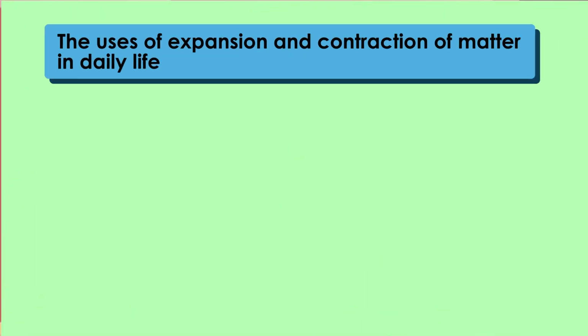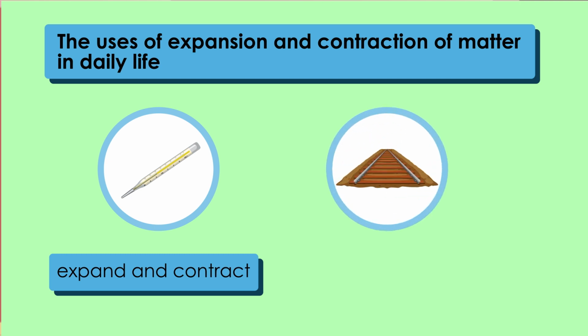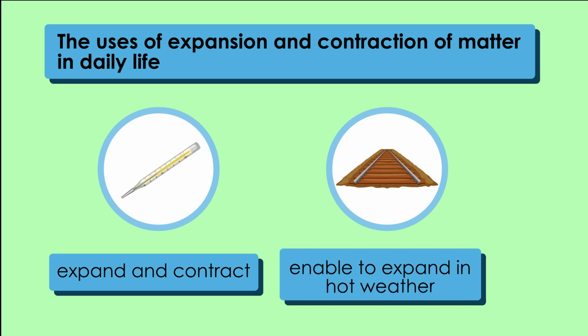Pupils, from what we have learned today, can you think of how we can use the principle of expansion and contraction of matter in our daily life? Mercury in a thermometer is a heat conductor that can expand and contract. Railway tracks have small gaps between their rails to enable them to expand in hot weather. Without these gaps, the tracks will buckle and overlap.